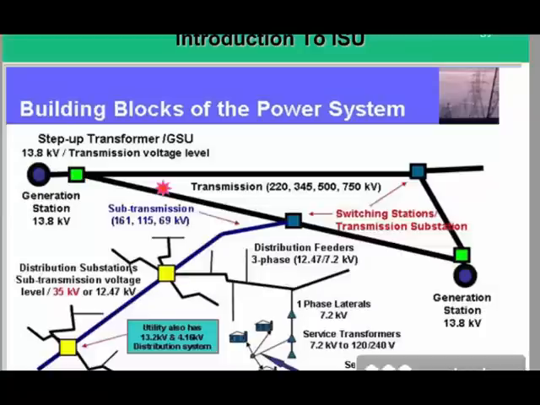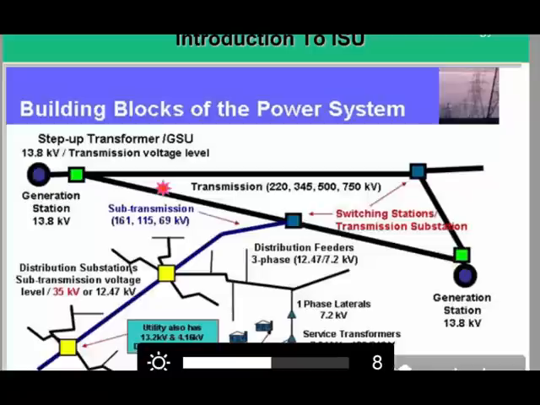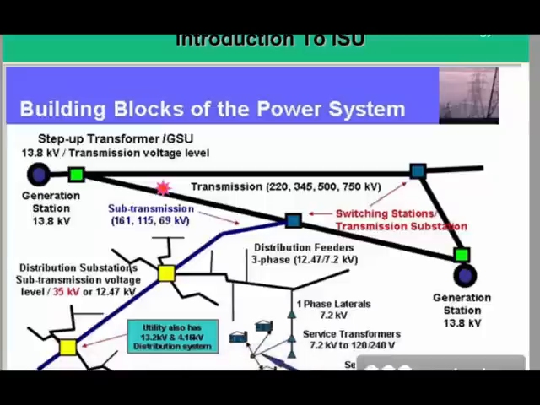And then this switching station basically is switching it between two downstream substations. As you go down, you can see there is a distribution substation which is reducing the 35 kilovolt to 12.47 kilovolt. So this is called the step down substation. Basically the concept is that transmission carries over high voltage level, and distribution is at the lower voltage level.